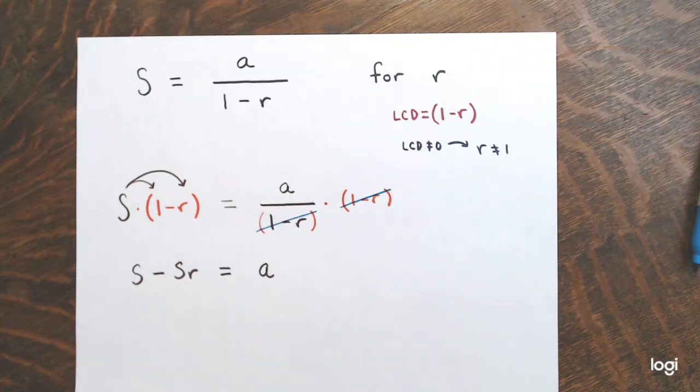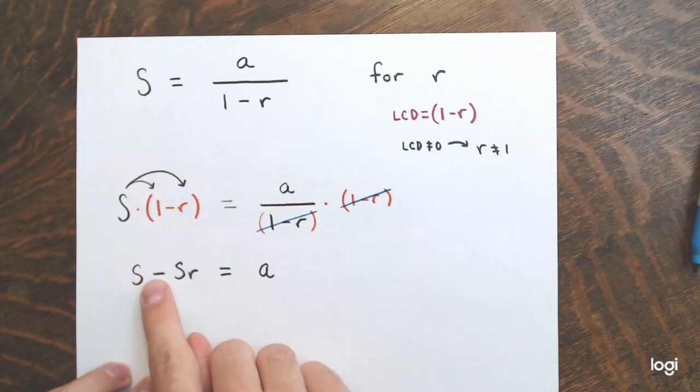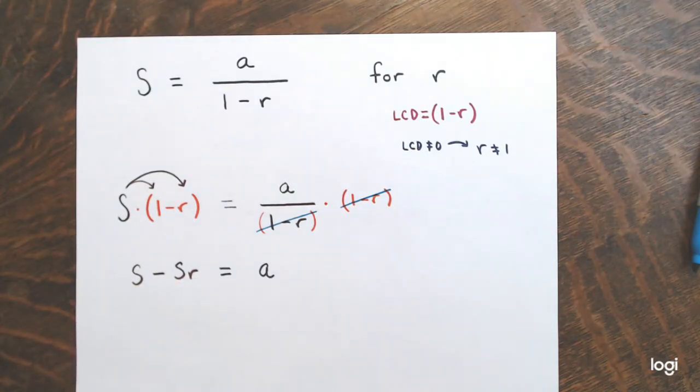Well, there's only one term, one product that has r in it, and that's this negative sr. This is technically negative 1 times s times r here. Remember, subtraction is just adding the opposite. So I could really write this as s plus negative sr. So negative sr is the only term with r. So it's on the left side.